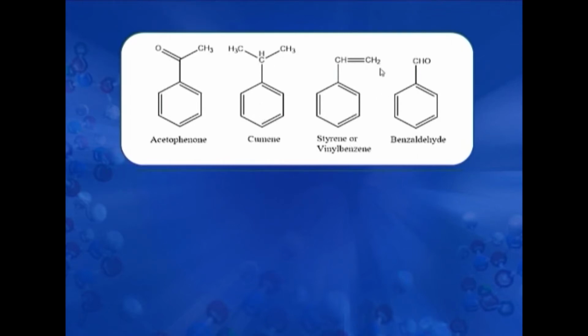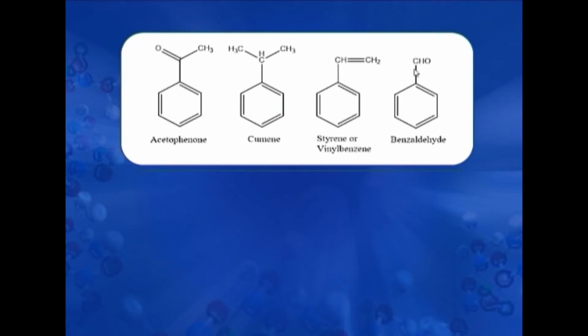When an ethene substitution is present on the aromatic ring, we call it styrene, and you all know about styrene. We use polyvinyl chloride, we use polystyrene. That polystyrene is made from this molecule styrene. Styrene is also called vinyl benzene. This CH2 double bond CH group is called the vinyl group. That is why this is vinyl benzene.